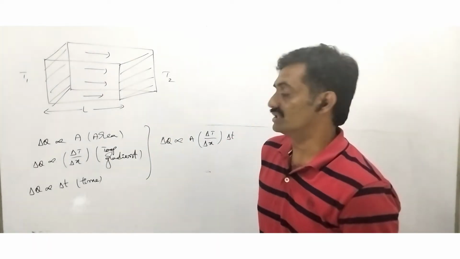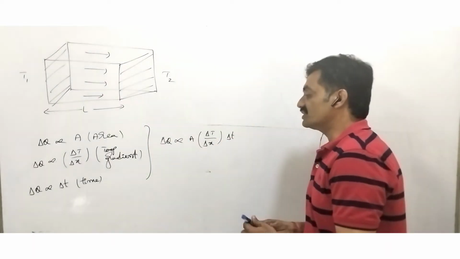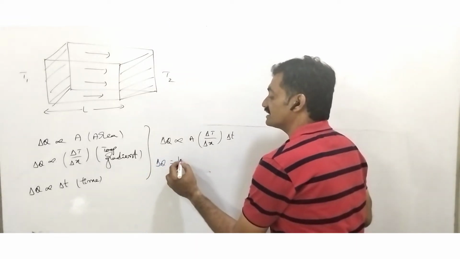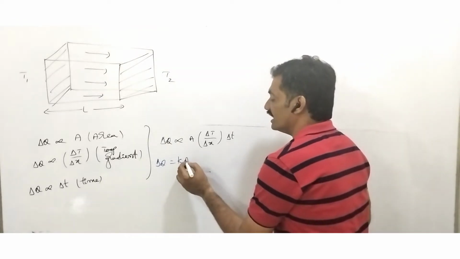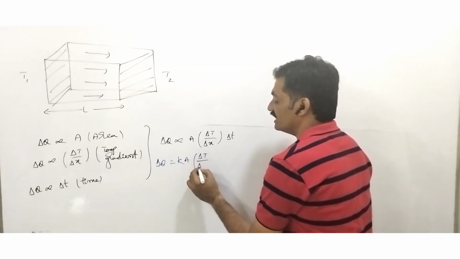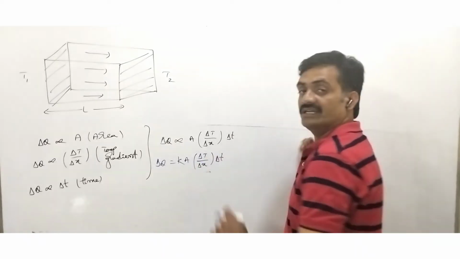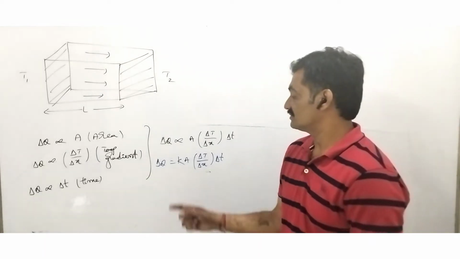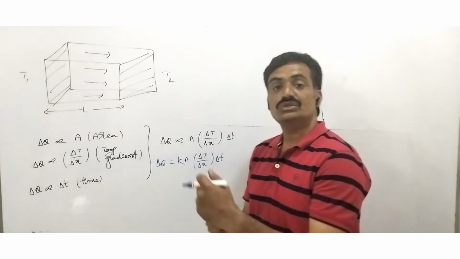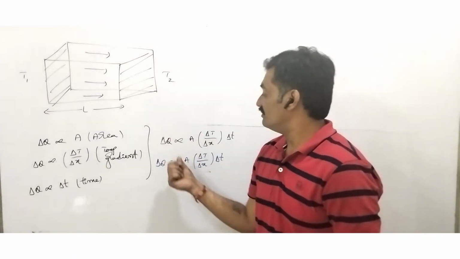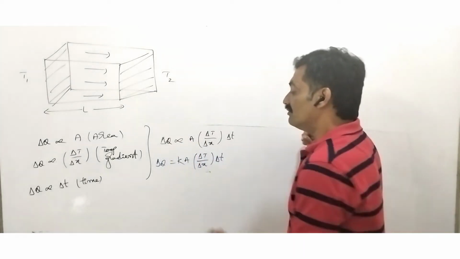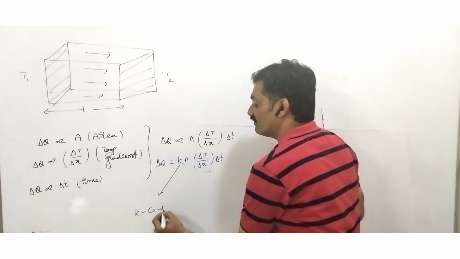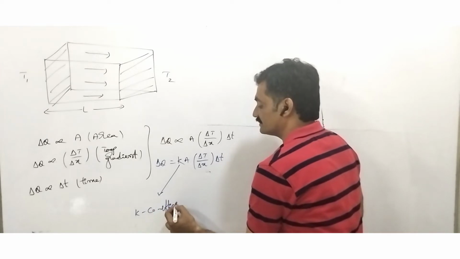That is nothing but conduction. So when we remove this proportionality, we add a constant, represented as K, where Q equals K into A into delta T by delta X into delta t. This represents the expression for thermal conductivity. Why? Because heat is being transferred through a body in the form of conduction. That's why we call it thermal conductivity, where K is the coefficient of thermal conductivity.